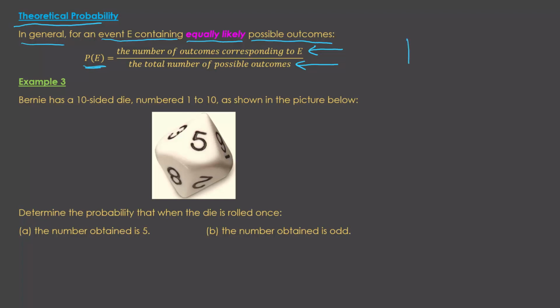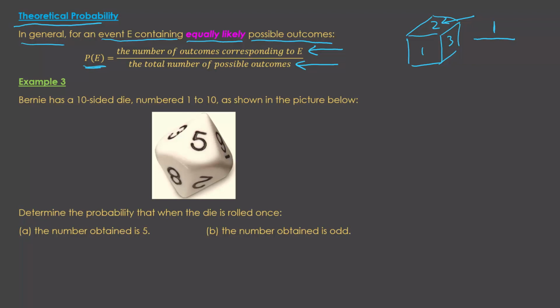If you consider a standard fair cubical die, which is numbered 1 to 6, if you roll it, what's the probability that you get a 2? Well, getting a 2 would be the event E, and there's one way that that can happen, that you land with the 2 face up.